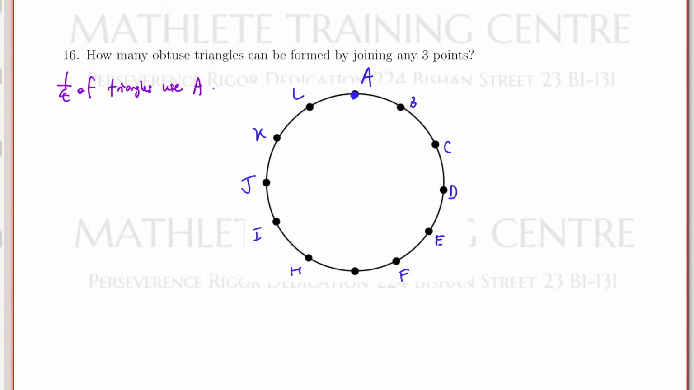Okay. So let's go and count. So first let's do AB. If it's AB, how many possibilities are there for the last one? You can do ABC, ABD, ABE, ABF, but not ABG, because remember ABG forms a right angle triangle. In the same way, ABH forms a right angle triangle because of the fact that B and H are diameter.